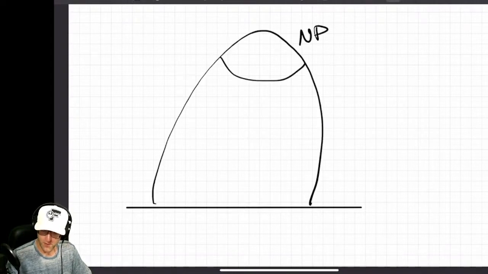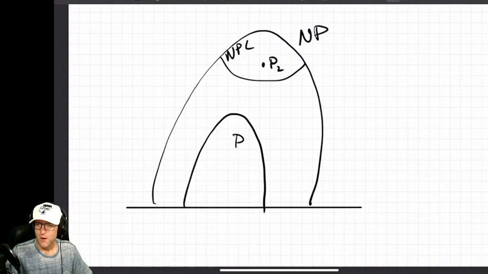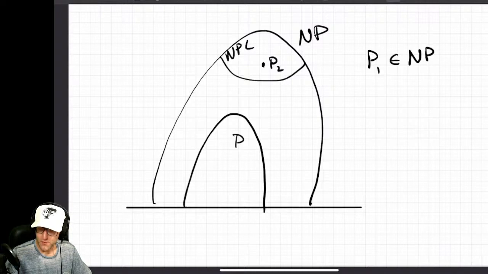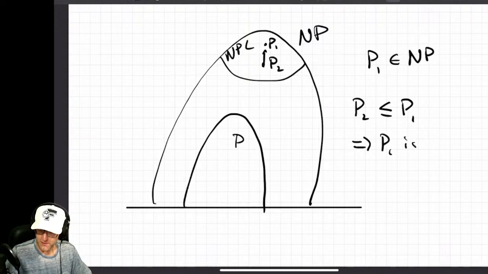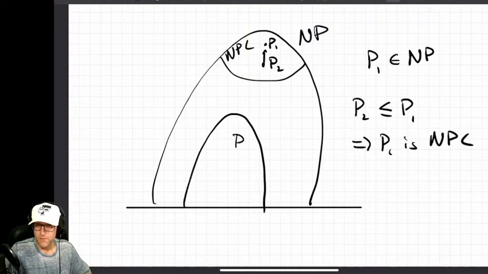NP, NP-complete. And we've got P2 here, and here's P1. We only know that P1 is in NP. The second thing that we know is that P2 reduces to it. So, by implication, since a known NP-complete problem reduces to P1, that implies that P1 is NP-complete. That's all we know from those premises.